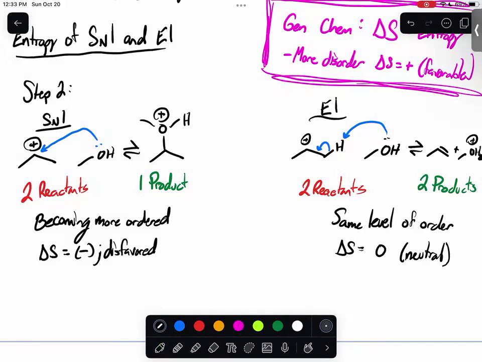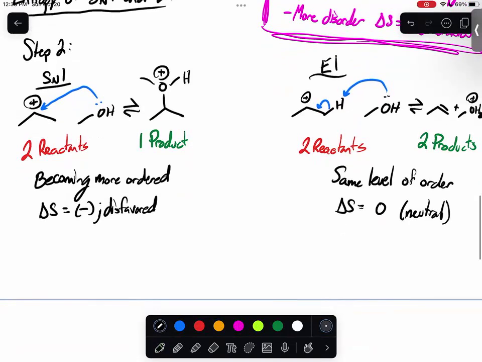Now then, the reason this matters is because you may remember another equation from Gen Chem, which is this one right here: delta G equals delta H, which we talk about delta H a lot, minus T delta S. And so this actually contributes to our overall free energy.